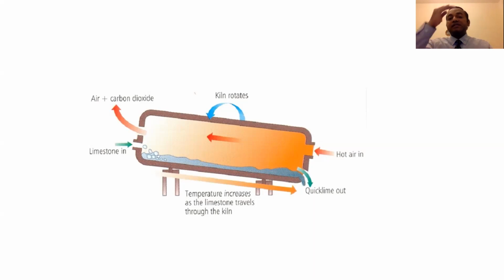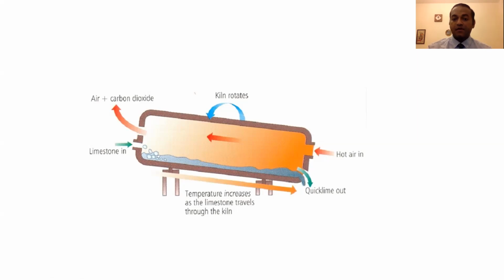So as it moves downwardly, this limestone is all being transformed to quicklime and carbon dioxide. But as you know, carbon dioxide is a gas. It is evaporating up and moving out from a pipe up here. So temperature increases as the limestone travels through the kiln. From here down here, the temperature will keep on rising. And by the time you get the quicklime out, it is very hot. Okay, it is probably between 900 Celsius to 1000 Celsius. Okay, it is very hot.